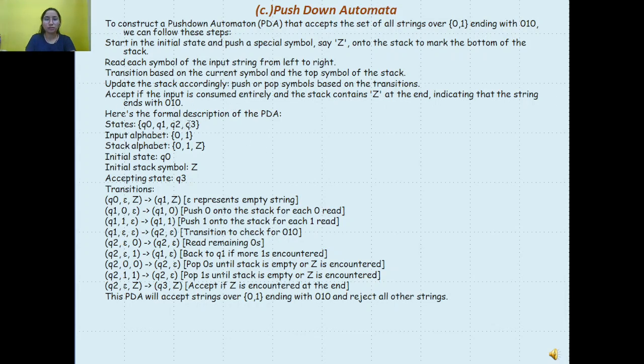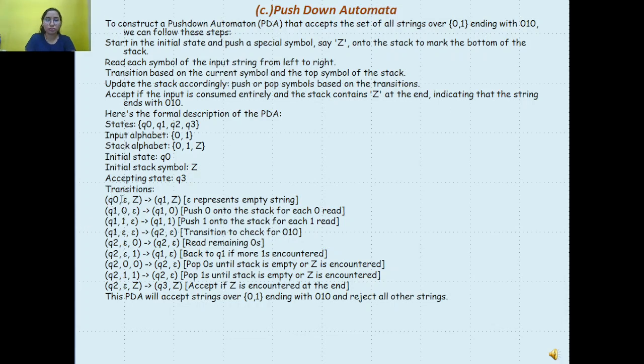And here is the formal description of the pushdown automata. Firstly, we will take four states Q0, Q1, Q2 and Q3. We will take the input alphabet 0, 1, and the stack alphabet 0, 1 and Z as the empty-stack symbol. We will start with the initial state Q0, our initial stack symbol will be Z, and our accepting state will be Q3.